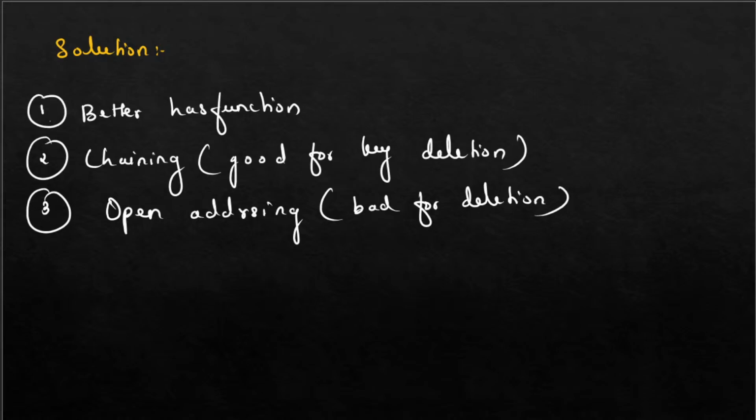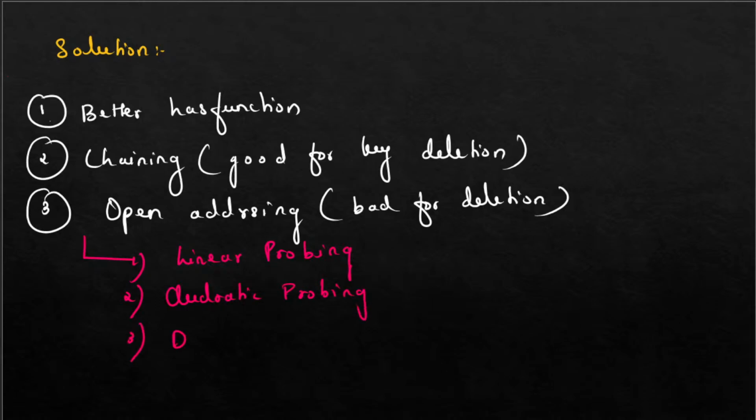Okay, and in open addressing we have several things. The first is linear probing. Probing means attempt. Okay, linear probing. Second is quadratic probing. And third is double hashing. Okay, so these are the 3 types of open addressing.